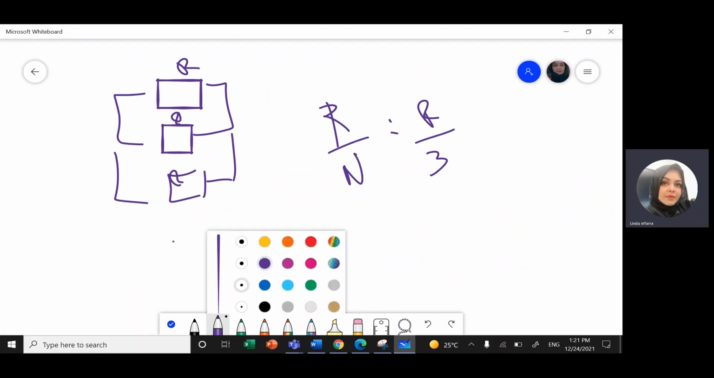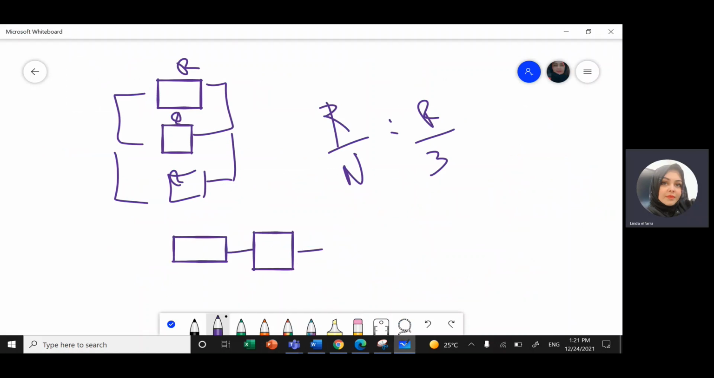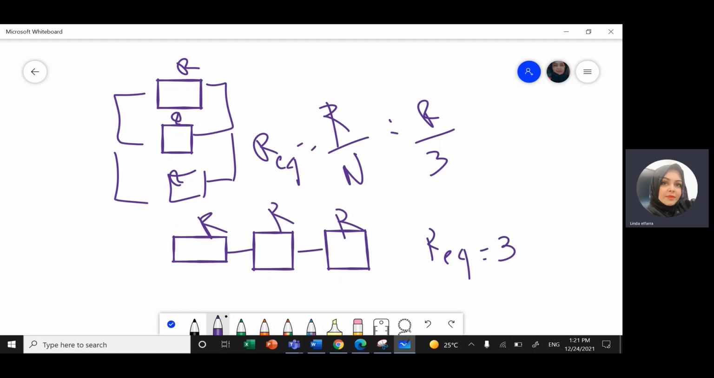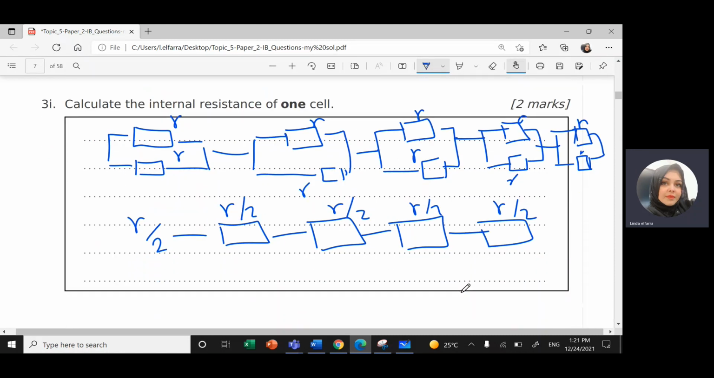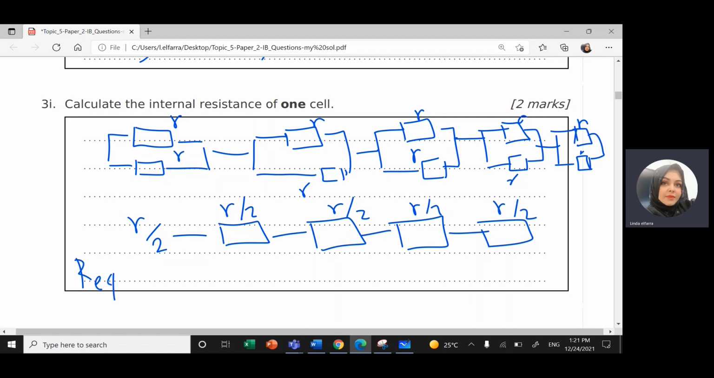On the other hand, if you have resistances connected in series and all of them have the same value of resistance, to find the equivalent or total resistance, it is one of them times their number. So I have 3 here, 3r. If one of them is 1 ohm, it will be 3 ohms, the equivalent resistance. So here, just r over 2 times 5. So R equivalent will be 5 times r over 2.